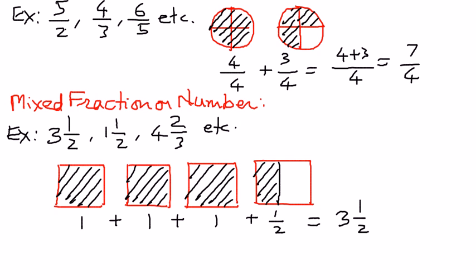Half of the fourth box is shaded, and therefore we can represent this as a mixed number. 3 is a whole number and half is a fraction. So therefore, when we write a whole number and a fraction together, it becomes a mixed number. And therefore, this is how we can visualize or understand the different types of fractions available to us. In my next presentation, we shall see how to represent fractions on a number line.